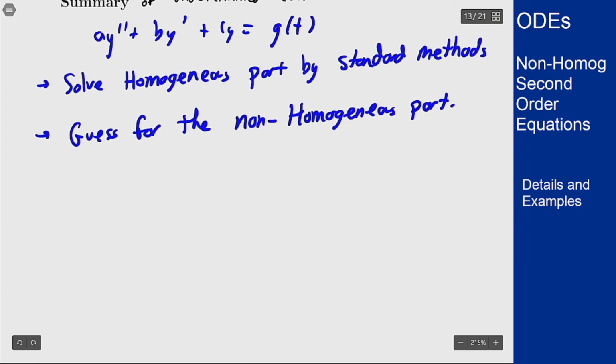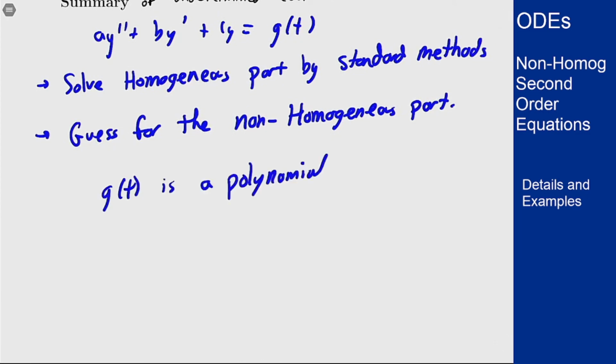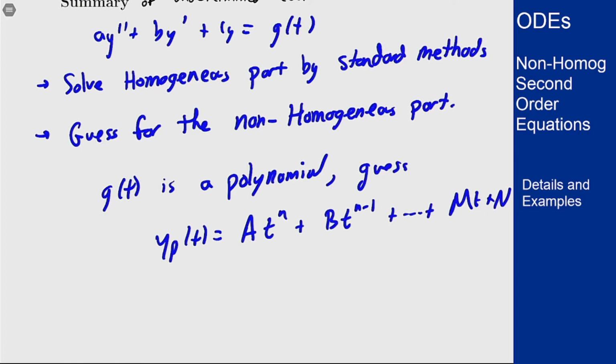So if g of t is a polynomial, you guess a polynomial of that same degree, and you have to include every single term going all the way down to the constant term. So the point here is, even if you just see, say, a t cubed on the right side, you have to guess a t cubed, t squared, t, and a constant.